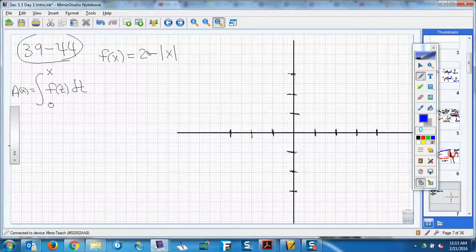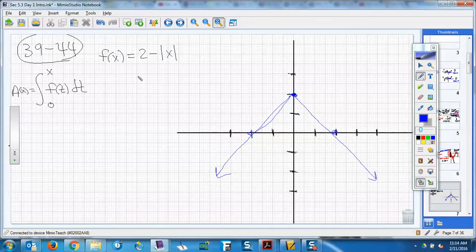But this is basically a V graph shifted up to 2, and it's negative absolute value, so it goes down. It's a slope of 1, so it'll cross there at 2, and it'll cross over here at -2. So it's this V graph right here. Now the area function is starting at 0. Left endpoint is 0, but again, that just affects the C, is all.